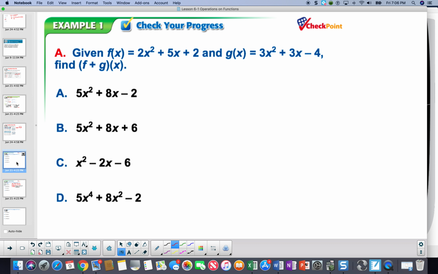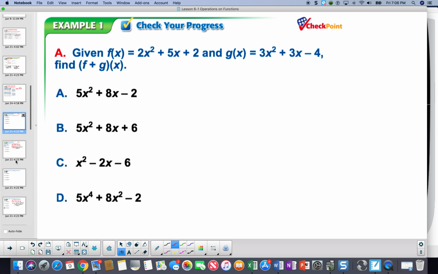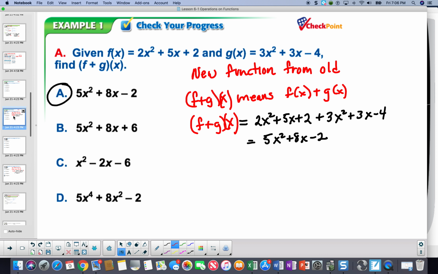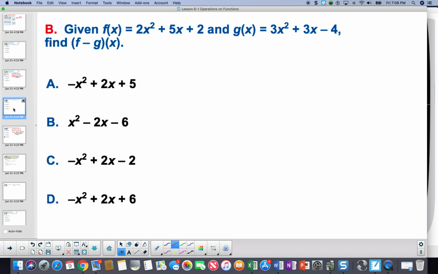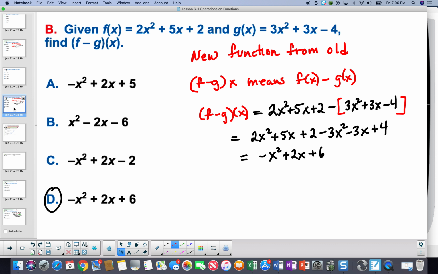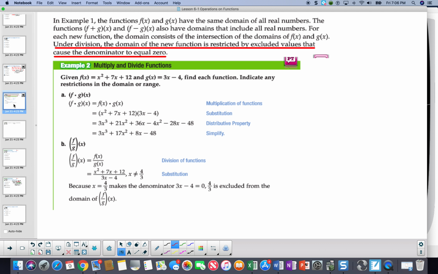Okay, let's pause and see if you can do some adding, and don't forget to simplify. And here's the answer. Okay, attempt to do some subtracting to create your new function. And here's the answer.